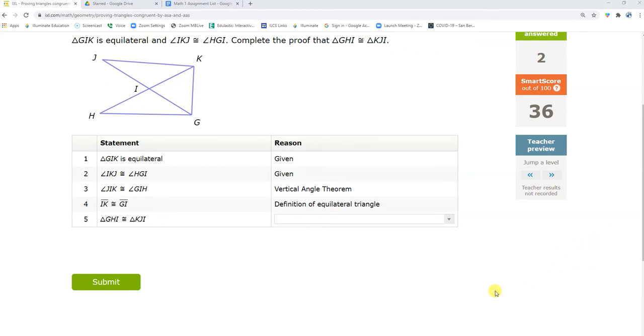Okay, I'm going to mark it up. Either you do it on your screen somehow or draw the picture. Mark this thing up. IKJ is congruent to HGI. JIK, this is congruent to that by vertical angles. IK and GI. Okay, it's all marked up. What do I have? Angle, side, angle. They're congruent by angle, side, angle.